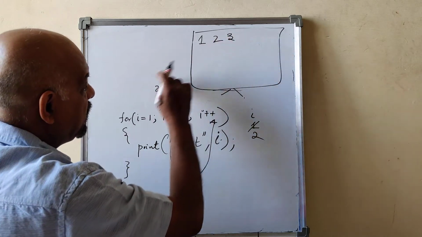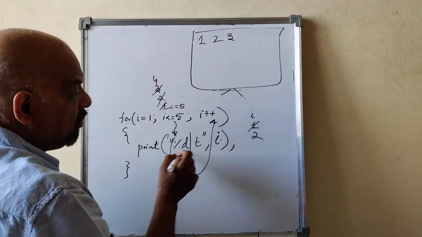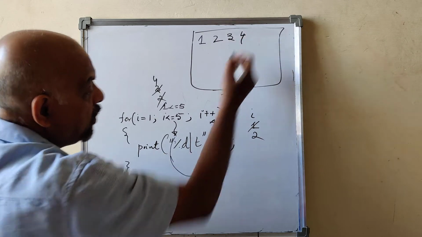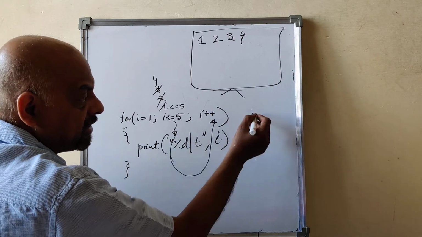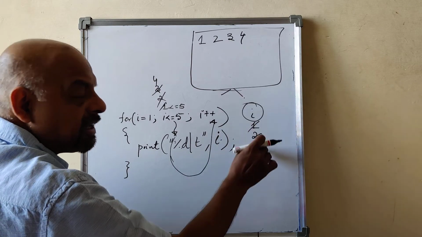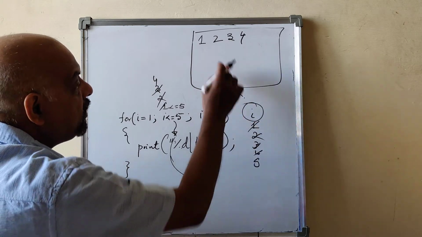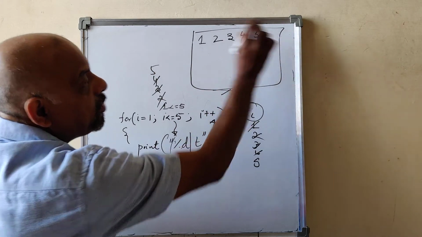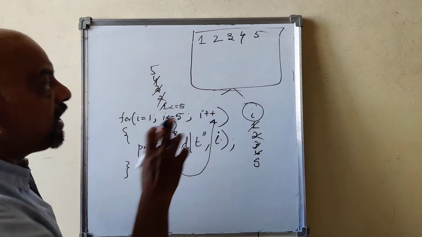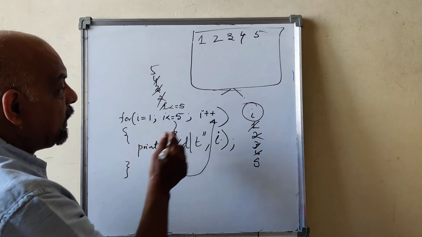It will be printed. Then it becomes 4. 4 less than or equal to 5 is true. 4 will be printed. I will be 3, 4 like this. Keep on, this control variable keeps on incrementing. It becomes 5. 5 less than or equal to 5 is still true, 5 will be printed on the screen. See, 5 iterations, 5 cycles.